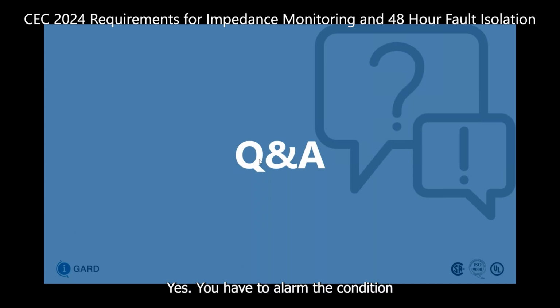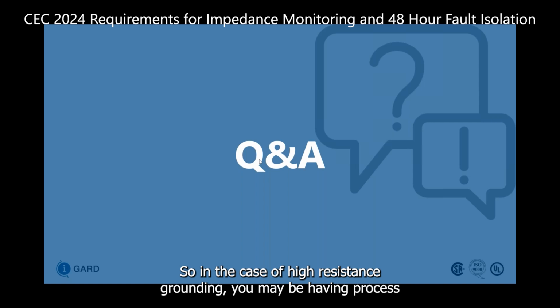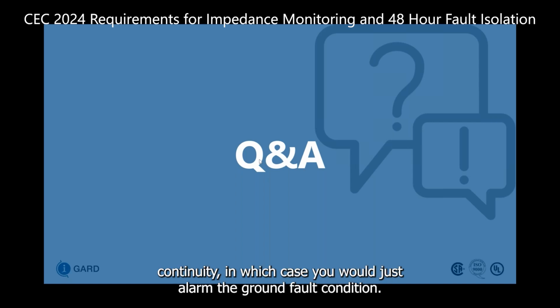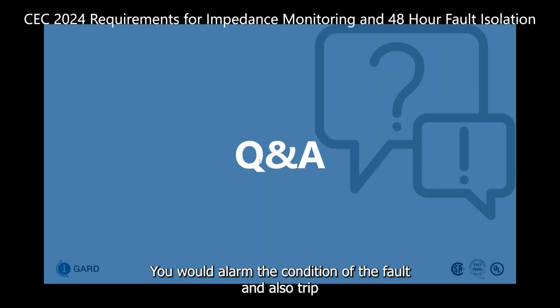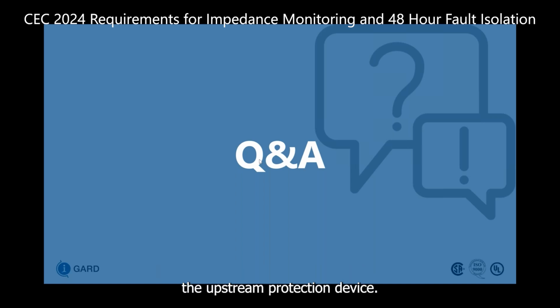Yes, you have to alarm the condition of the ground fault, whether you're tripping or not. In the case of high resistance grounding, you may have process continuity, in which case you would just alarm the ground fault condition. But if you have a low resistance grounding system, then you wouldn't keep that system running. You would alarm the condition of the fault and also trip the upstream protection device.